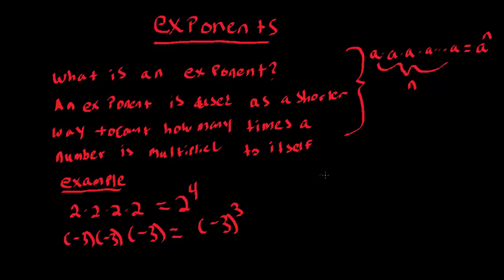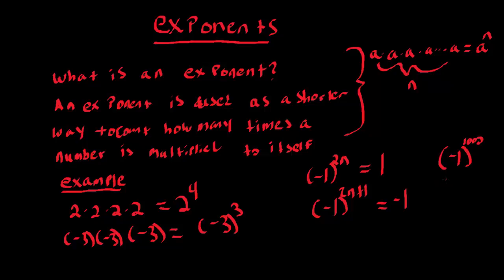Well, I might as well talk about negative powers. If you have something in parentheses, and you put an even number, you always get a positive. But if you take any even number and add 1, now it's an odd number, you'll get a negative 1. So if I were to say negative 1 to the 1,000, that would be a positive 1. If I took negative 1 to the 1,001, that's a negative 1.